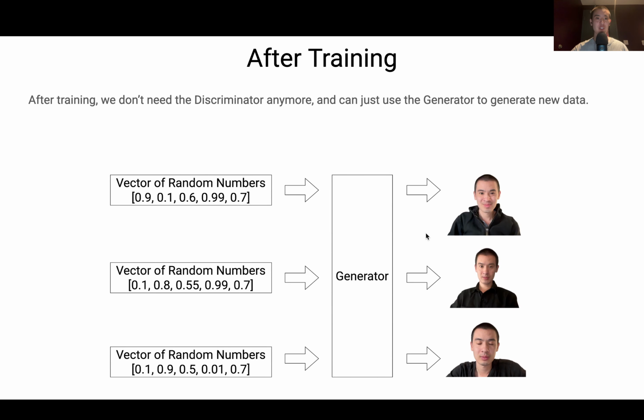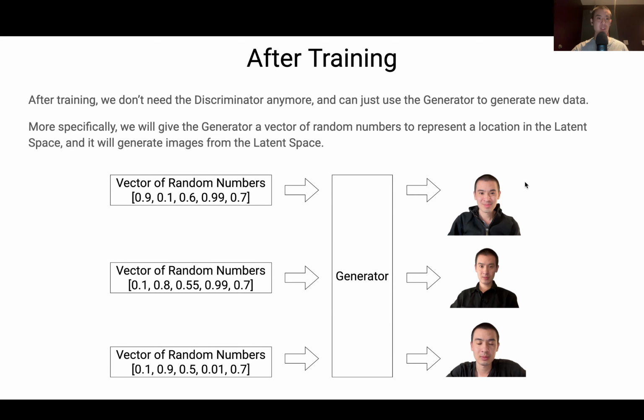Then, after training, we don't need the discriminator anymore and can just use a generator to generate new data. More specifically, we will give the generator a vector of random numbers to represent a location in the latent space, and it will generate images from the latent space.